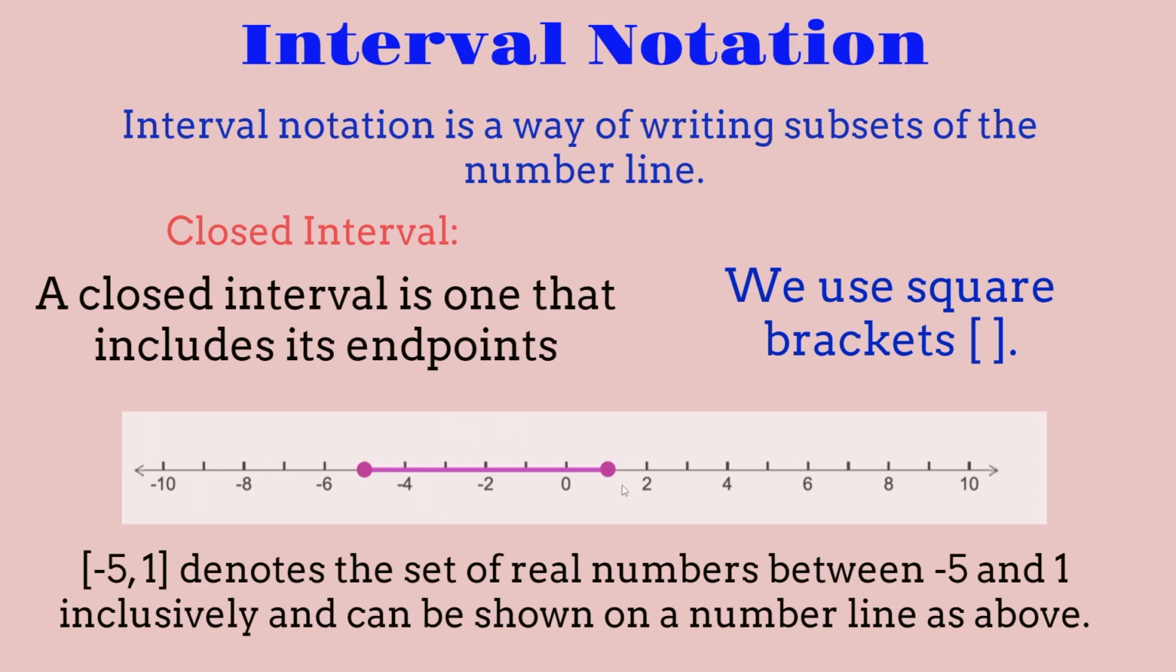This denotes the set of real numbers between -5 and 1 inclusively, and can be shown on a number line as well. So this basically says that we're including the numbers -5 and 1 and all the real numbers in between. So that is what interval notation basically is.